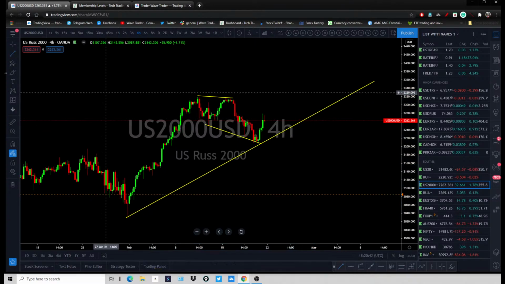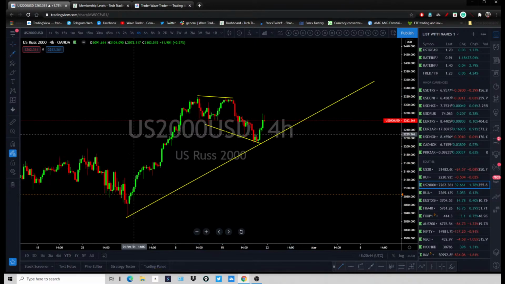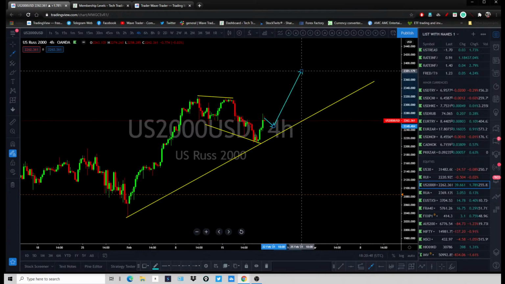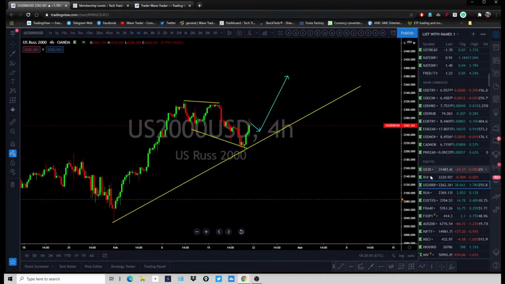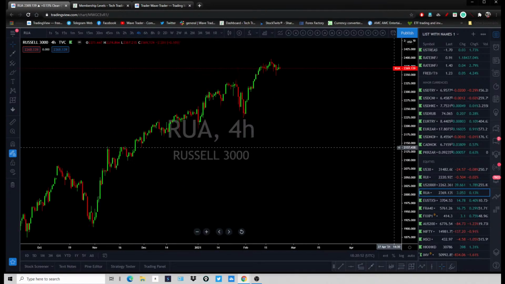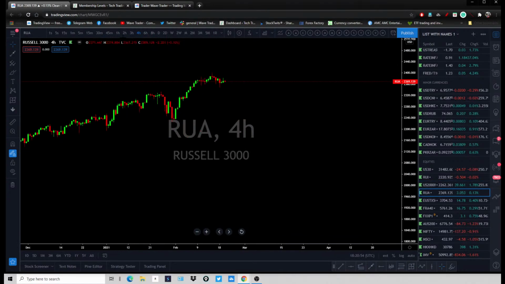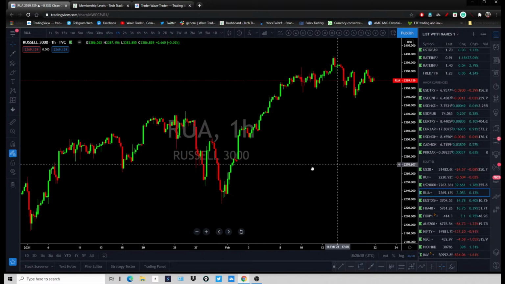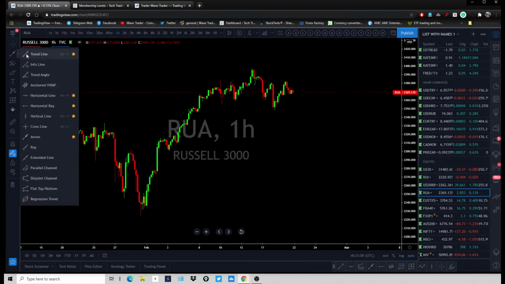Okay, hopefully you guys see my chart clearly on TradingView. So that's what you are looking at on the US Russell 2000, short-term up. On Russell 3000 it is also the same, short-term one more up leg and waiting for a pullback.